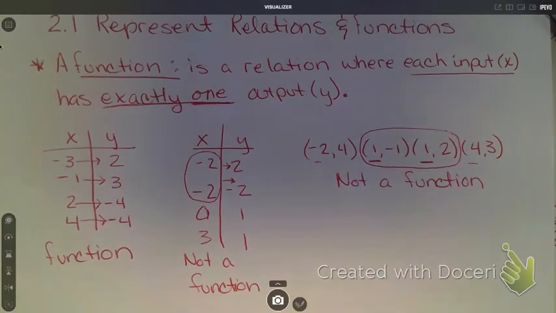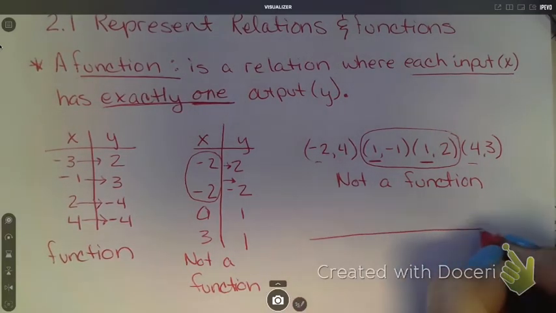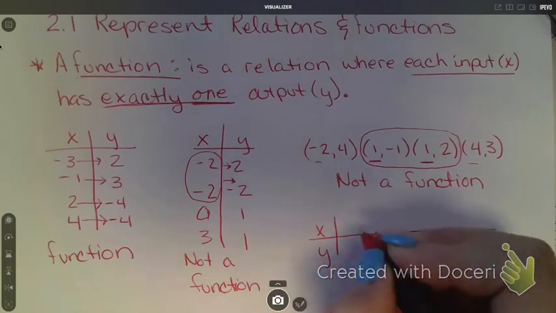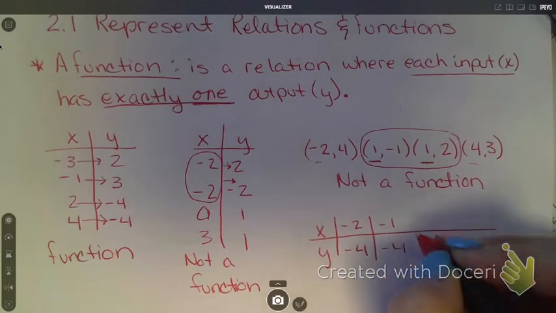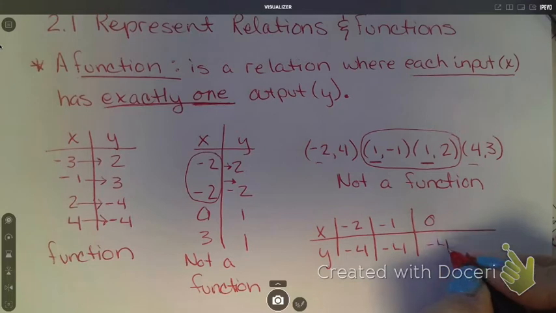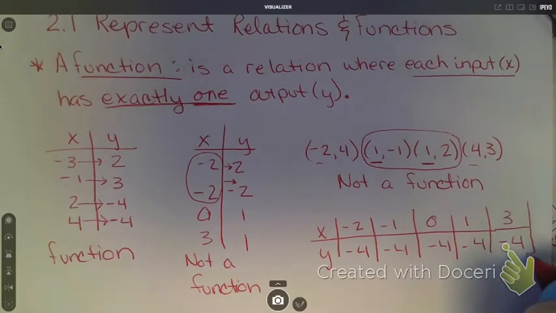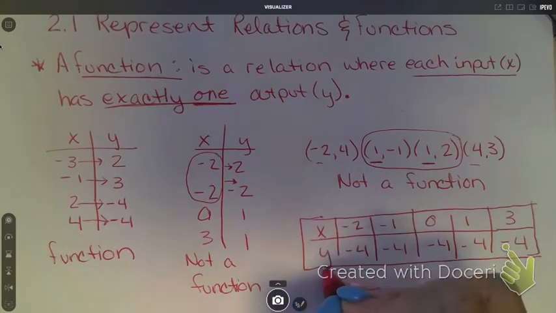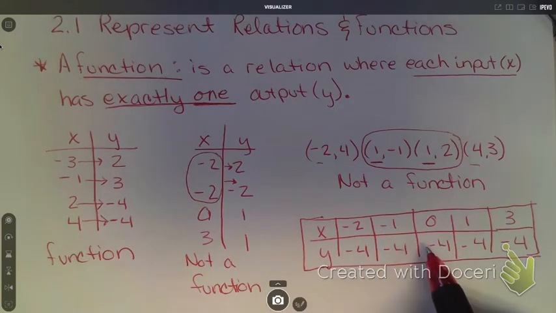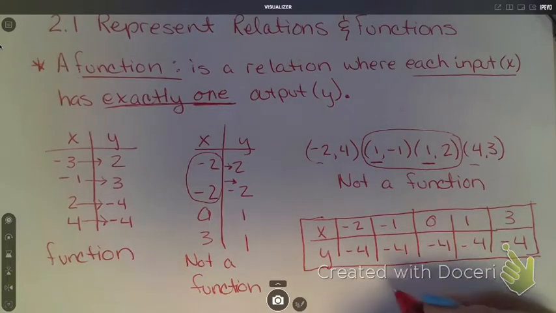Okay, here's another one. Another way you might see it. Negative 2, negative 4. Negative 1, negative 4. It's the same. 0, negative 4. 1, negative 4. And 3, negative 4. It's a function. Why is it a function, Cody? Because there's no double numbers on x's, it's just on y's, which is fine. Every one of these x values only goes to 1. So this is a function.